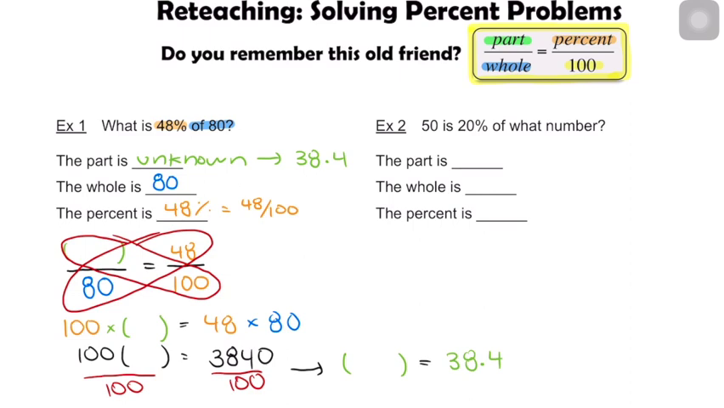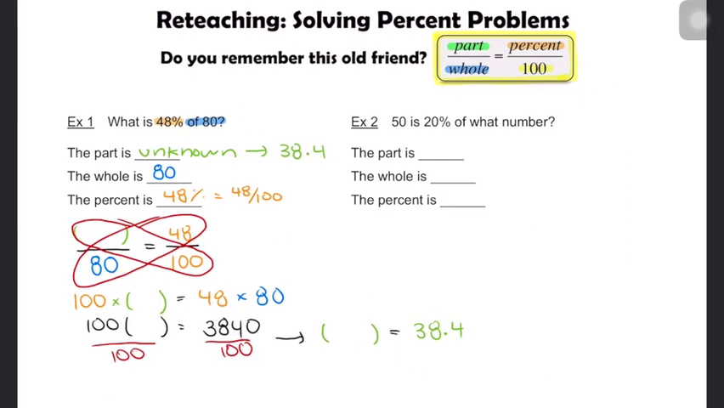In example 2, we have a different kind of problem. Let's go ahead and read it. In example 2, we have 50 is 20% of what number? Okay, so now we have to identify the part, the whole, and the percent. Now, luckily for us, the easiest one to identify happens to be percent, right? Again, we get the percent, 20%, but we'll also use the fact that 20% is always out of 100. It's a fraction out of 100.